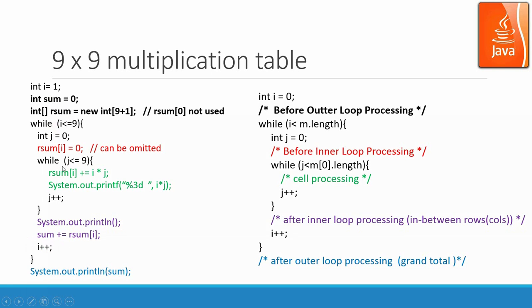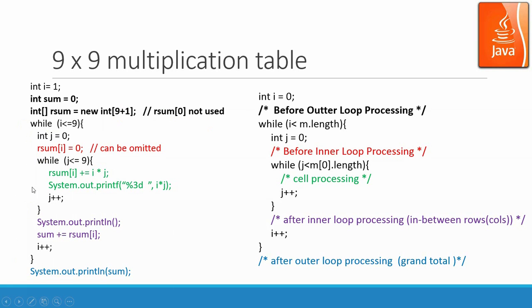And then, before we go into the outer loop, we need to set the sum to be 0. Sum will be the grand total for the whole multiplication table. And then each row, for the same multiplicand, will sum up for the whole row. And row sum of 0 is not used, so we actually use row sum of 1 to 9. So when we get into the row loop, we set the column index j to be 0, and set the sum for that row to be 0 as well.